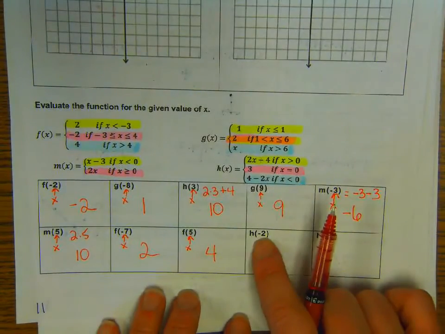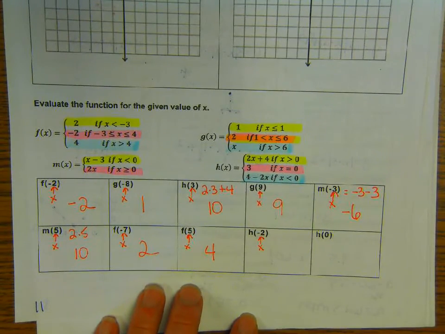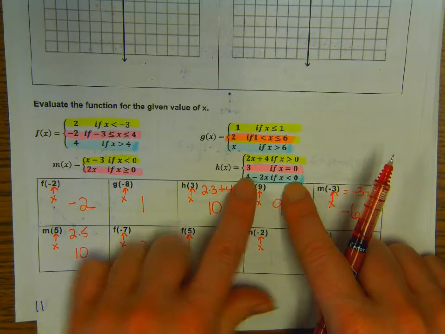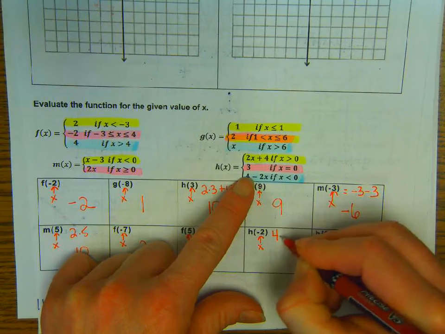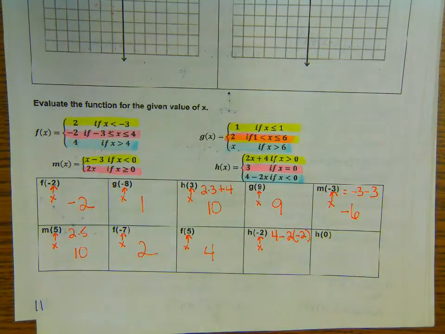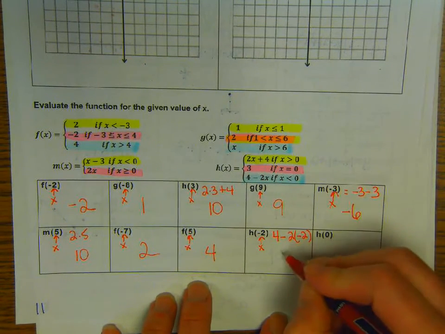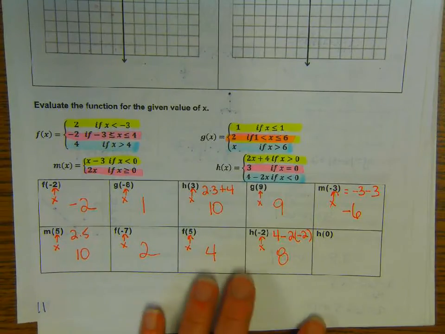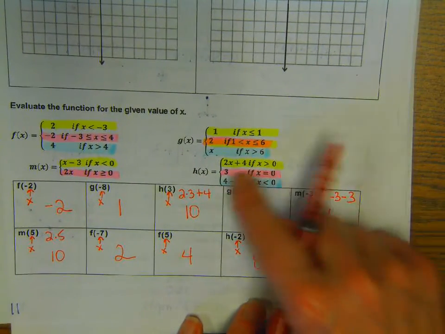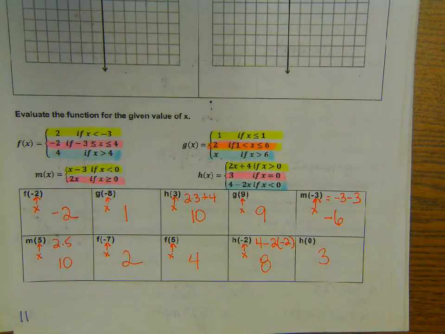How about h of -2? You're right, Donovan. I'm going to use the blue piece because it's a number less than 0. So I'm going to plug it into this function. Let's be careful of negatives. 4 minus 2 times -2. Good. -2 times -2, this becomes 4 plus 4, or 8. All right, what's h of 0? 3. I use this middle piece. When x is 0, the output is 3. I can plug it in for x. Okay.